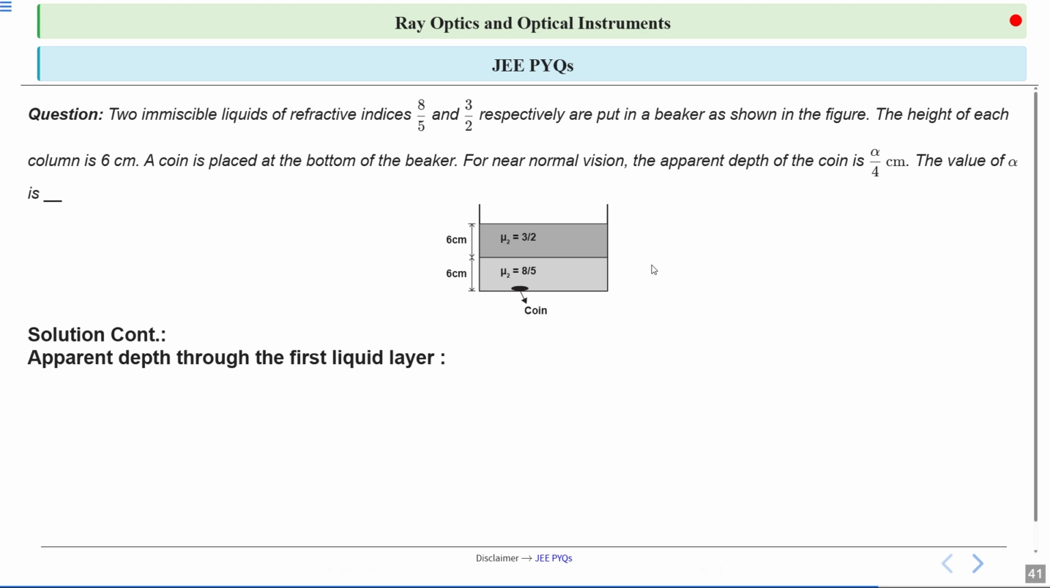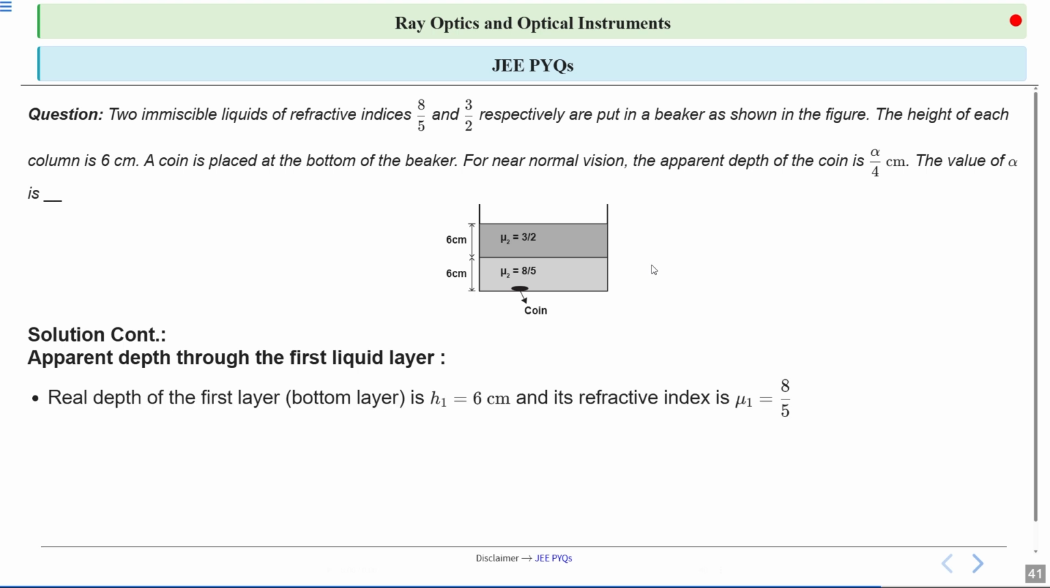So let's start by considering the apparent depth through the first liquid layer. This is the layer at the bottom of the beaker. We have the real depth for the first layer, which is 6 centimeter, and its refractive index 8 upon 5. Real depth is represented by h1 for the first layer and the refractive index is mu1. These values are essential for calculating the apparent depth as they determine how much the light bends when passing through this layer.